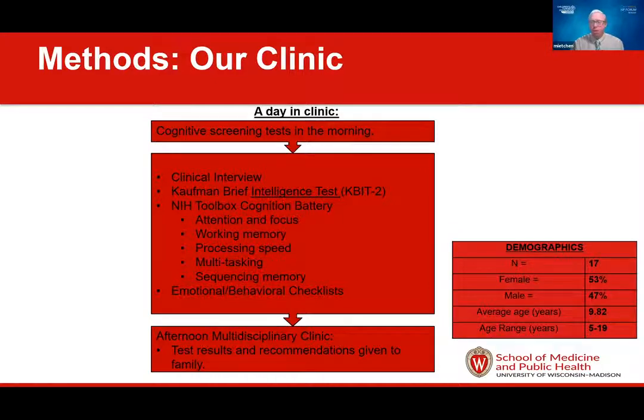And in this sample, we had 17 participants. About half were male and half were female. Ages ranged from 5 to 19, but the average age was 9 years old.